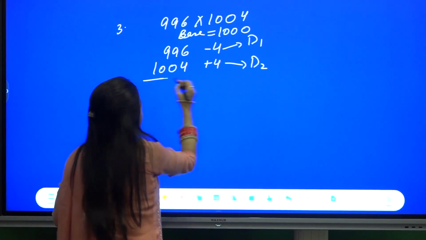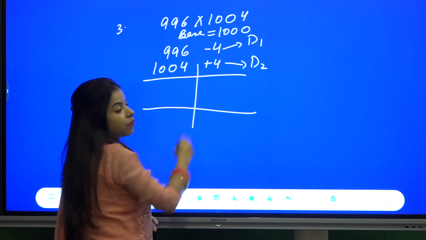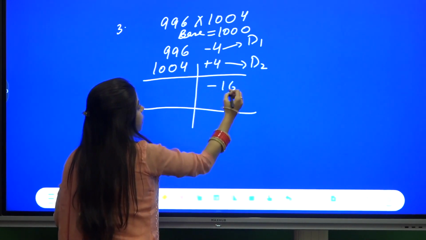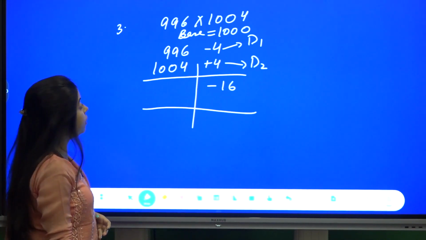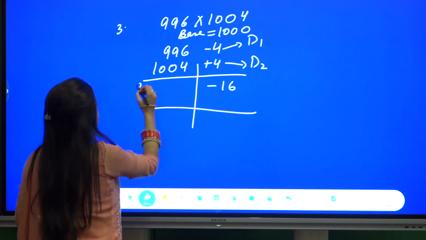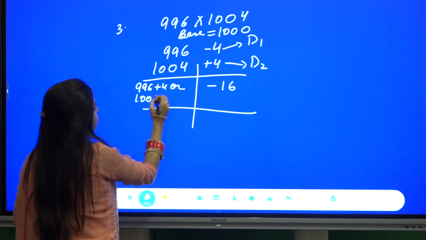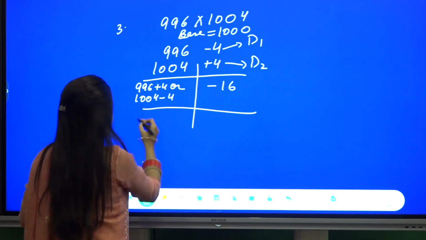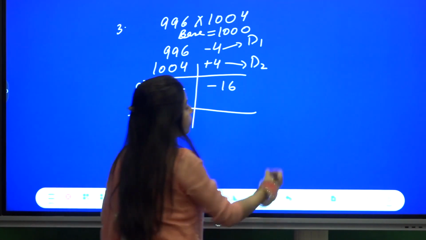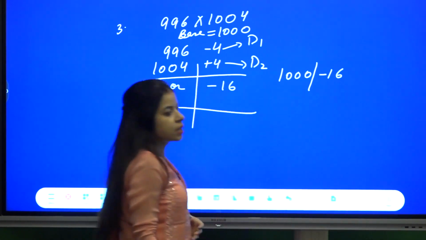We are going to divide our answer into two parts, the left part and the right part. The right part is the product of the deviations D1 and D2, so the answer is minus 4 into 4, which is minus 16. And for the left part, we add the numbers crosswise, which is 996 plus 4 or 1004 minus 4, and the answer is 1000. So now the picture looks like 1000 minus 16.